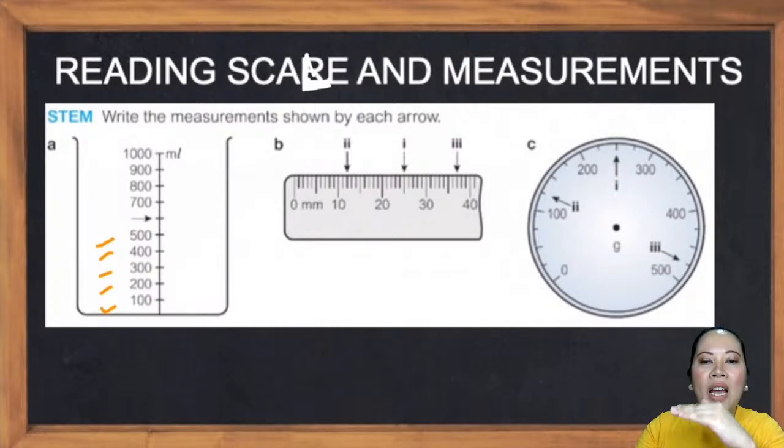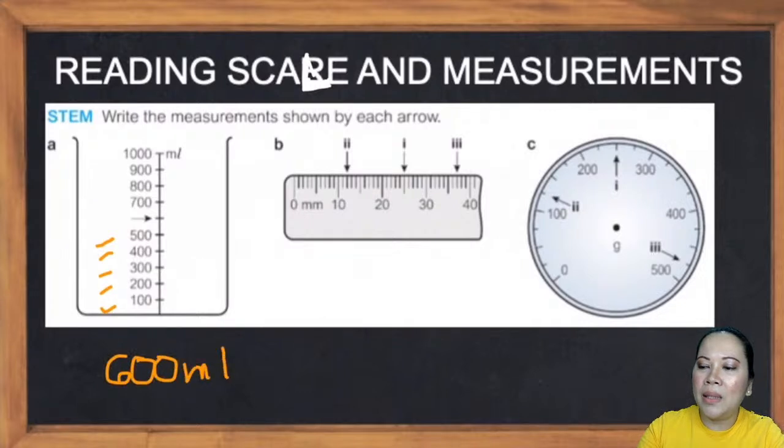So that each line is by 100. 100, 200, 300, 400, 500. So what is missing? Yes, text cracks, correct. 600 ml. Okay, please do not forget the units.